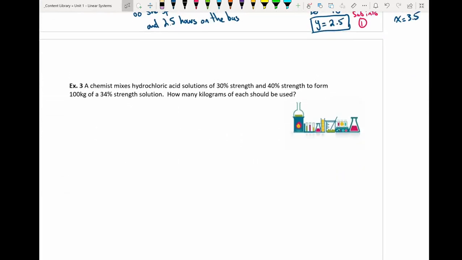Example 3, we're going to look at an example that focuses on percentages and solutions. So here we have a chemist mixes hydrochloric acid solutions of 30% strength and 40% strength to form 100 kilograms of a 34% strength solution. How many kilograms of each should be used? So here what we're going to do is create another table. We're going to look at volume.